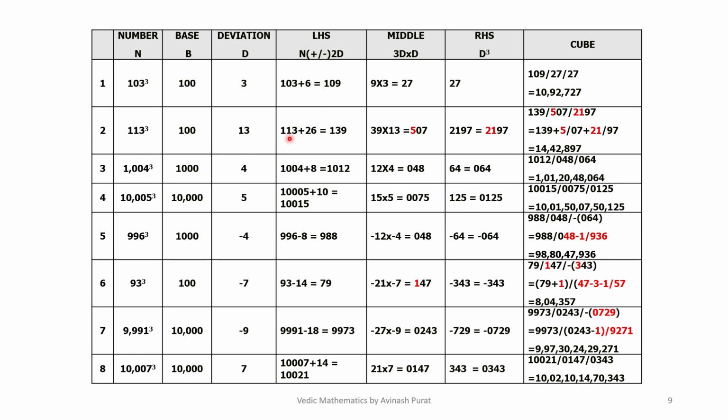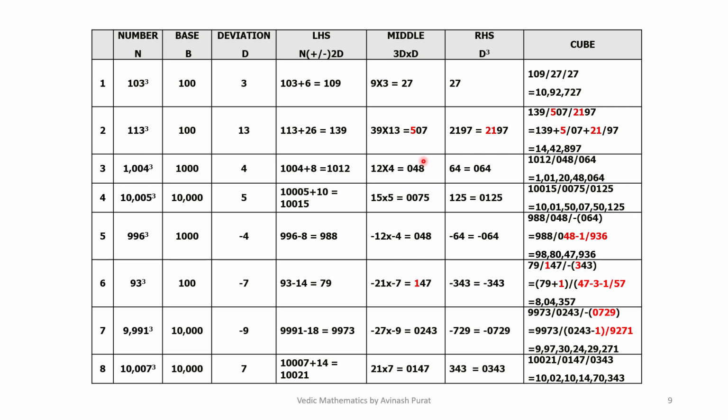Second example, 113 cube, base is 100, deviation is 13. LHS is 113 plus 26, that is 139. Middle term is 39 multiplied by 13, that is 507. And RHS is D cube, that is 13 cube, 2197.